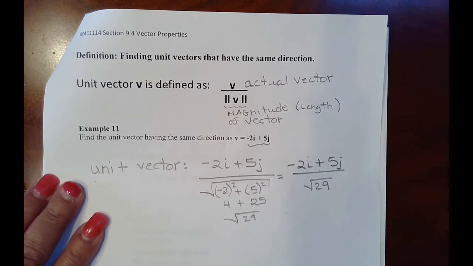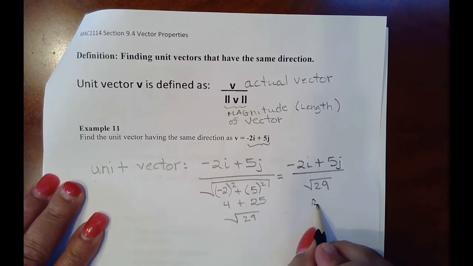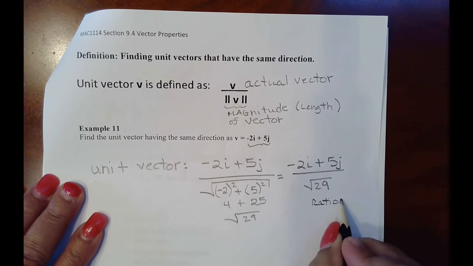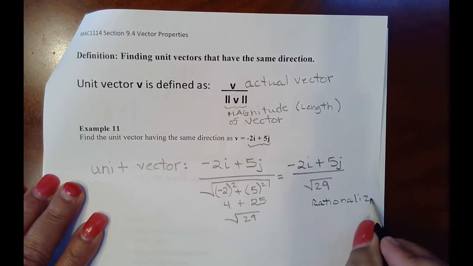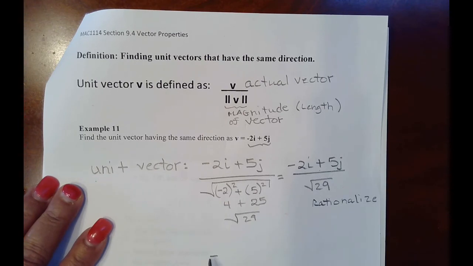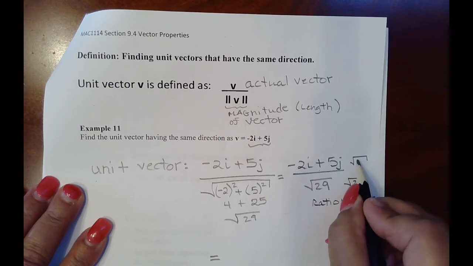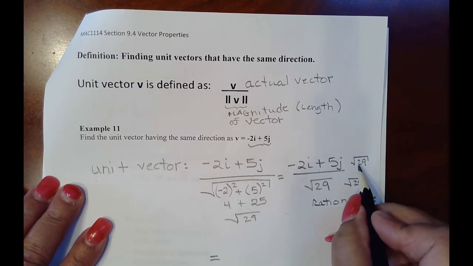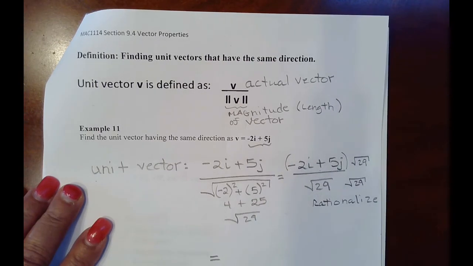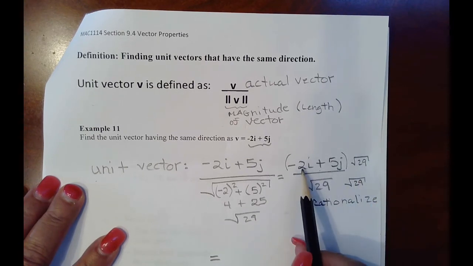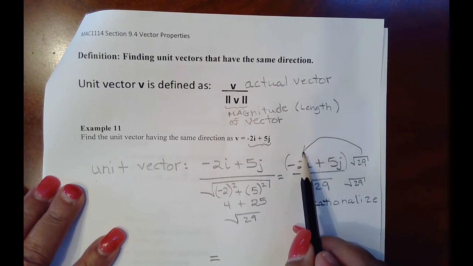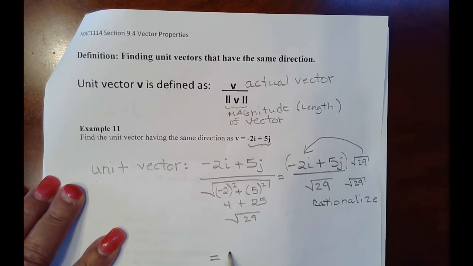And if you want to split this up into separate components, you're also going to want to rationalize this. They typically do not want the radical on the bottom. So for the rationalized form, you would just be multiplying this by square root of 29 and this by square root of 29. But you're multiplying square root of 29 on the top by both of these components. So final answer in its most simplified rationalized form, -2 times square root of 29 on your i term. So I'll write it like this.